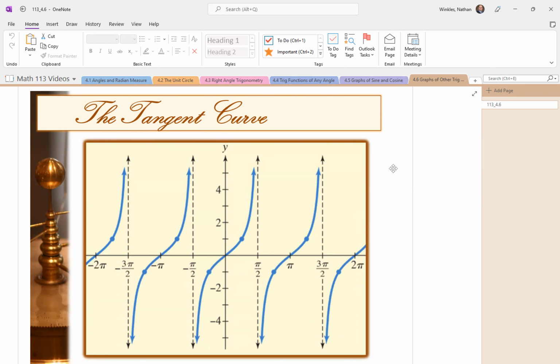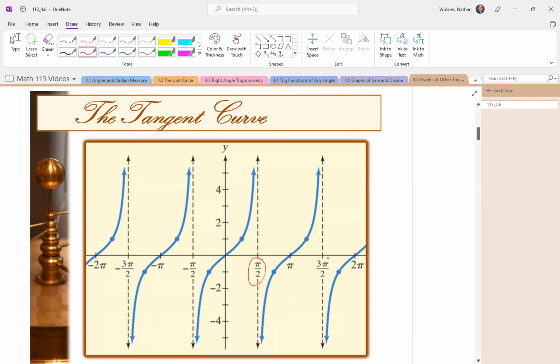If we think about tangent, it's just made up of our sine and cosine. So when we think about this, we know that for our unit circle, all odd multiples of pi over 2, our tangent curve is undefined. So that's why we have here at our pi over 2, 3 pi over 2, minus pi over 2, and minus 3 pi over 2, in general, our undefined points. That's why we have our asymptotes here.